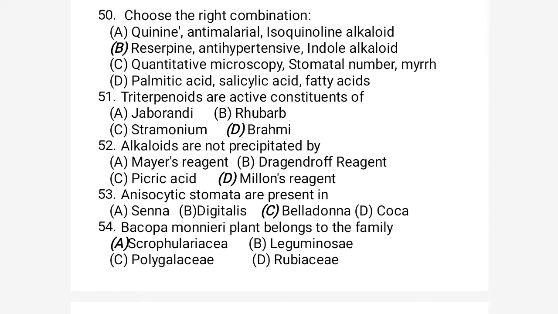Next, B: reserpine, antihypertensive, and indole alkaloids. Yes, reserpine is used as an antihypertensive, and it is obtained from Rauwolfia serpentina and contains the indole nucleus, so it is called an indole alkaloid. It is the correct combination, so the correct option would be B.